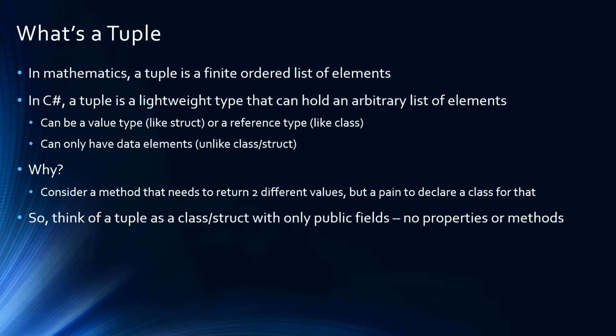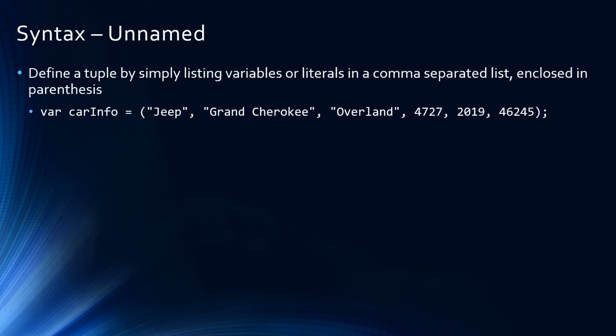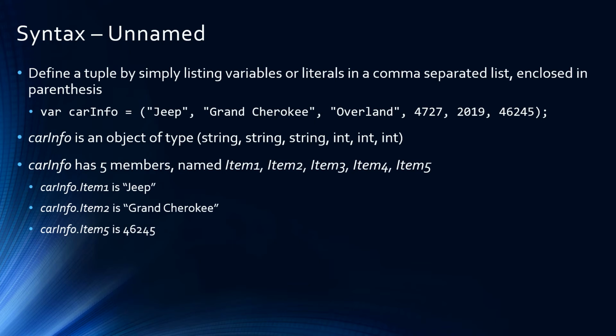Well, let's start with the unnamed tuple. This is the simplest. We just define the tuple by creating a comma-separated list of objects inside parentheses, and that's it. The compiler sees this and generates a struct containing public fields. The names of the public fields will be Item1, Item2, Item3, etc. The fields will be of type whatever the types of the parameters are, in this case string, string, string, int, int, int. So our carInfo variable has 5 fields, Item1, Item2, etc. through Item5. This is an example of an unnamed tuple.